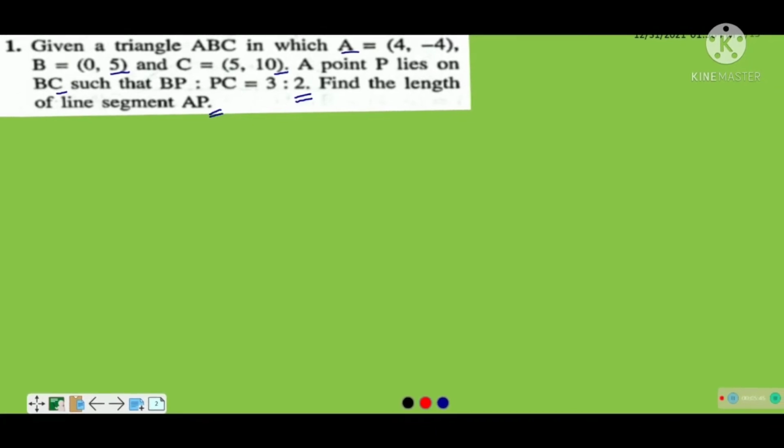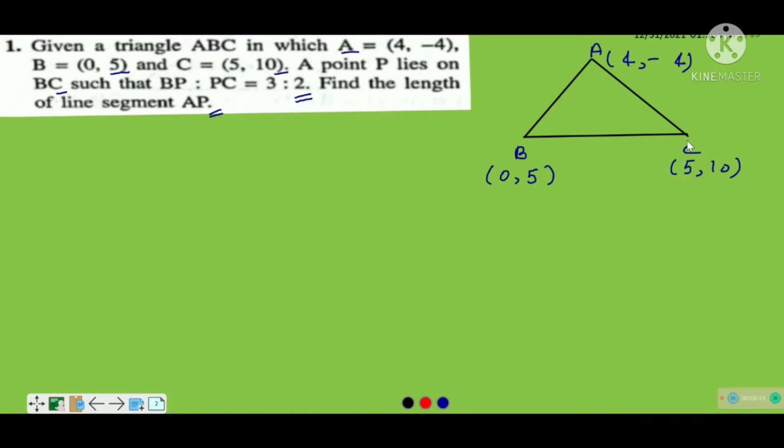चलिए ड्रॉ करते हैं। ABC is a triangle, vertices हमें गिवन है। P is a point lies on BC. BC पर पॉइंट P है। Suppose this is point P such that BP ratio PC 3:2 means P ने BC को डिवाइड किया है इन द रेशियो 3:2 and we have to find the length of line segment AP.